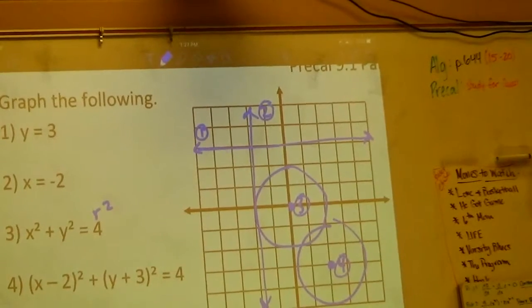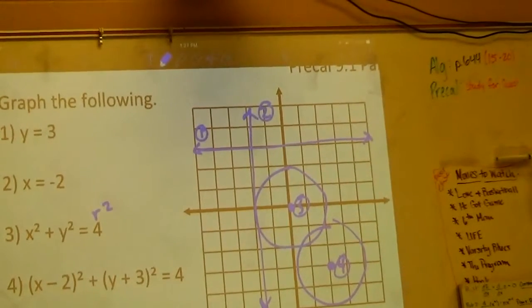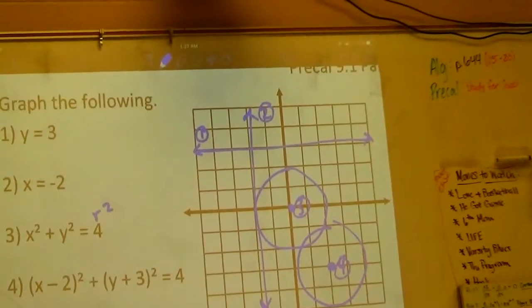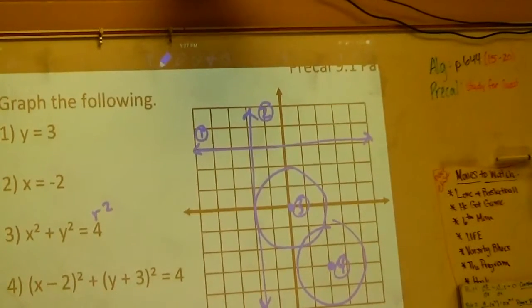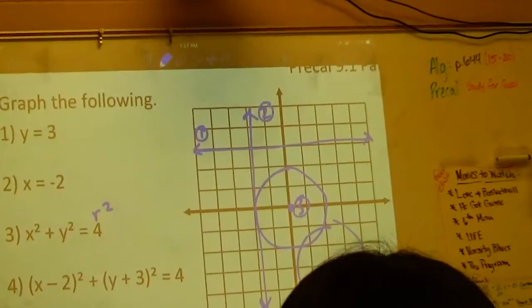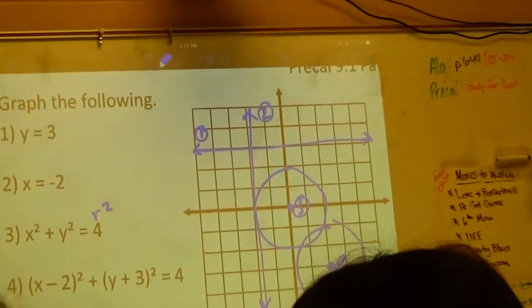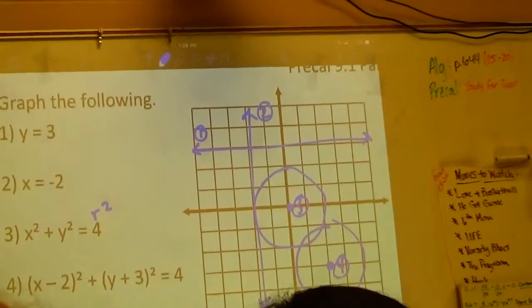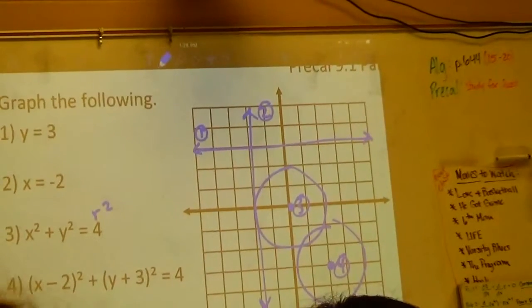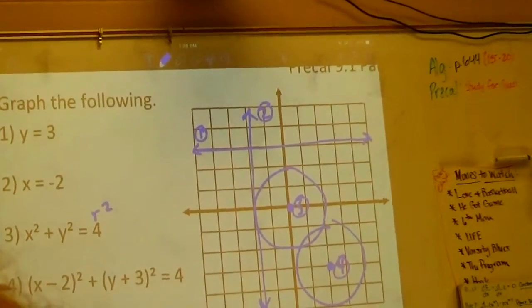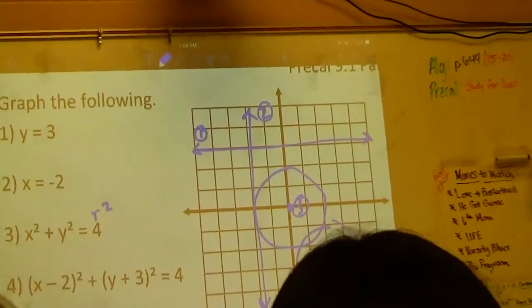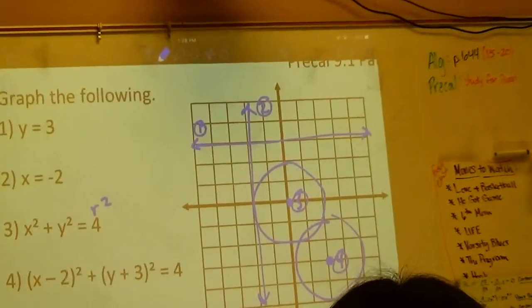So you go... Wait, hold on. You go to the right 2. I go opposite of whatever is inside the parentheses. So since it's x minus 2, I go right. Y plus 3, I go down. If it was x plus 2, y minus 3, I would go left 2, up 3.